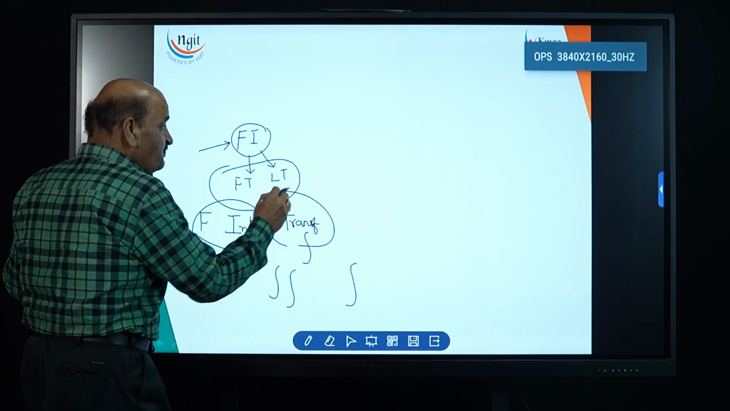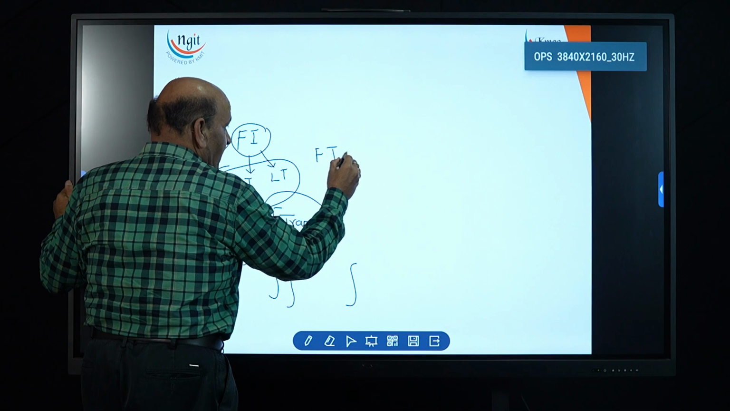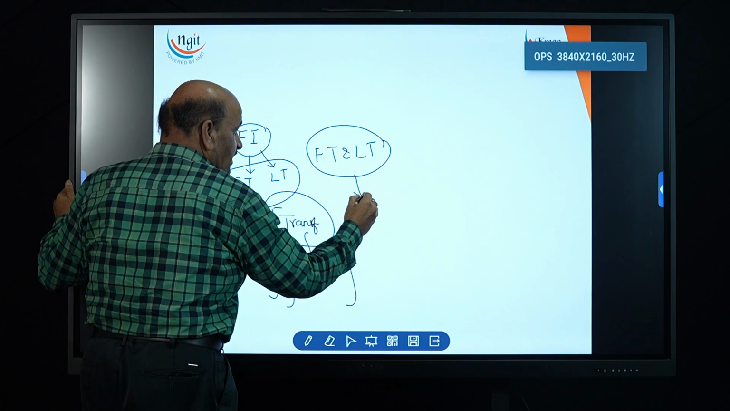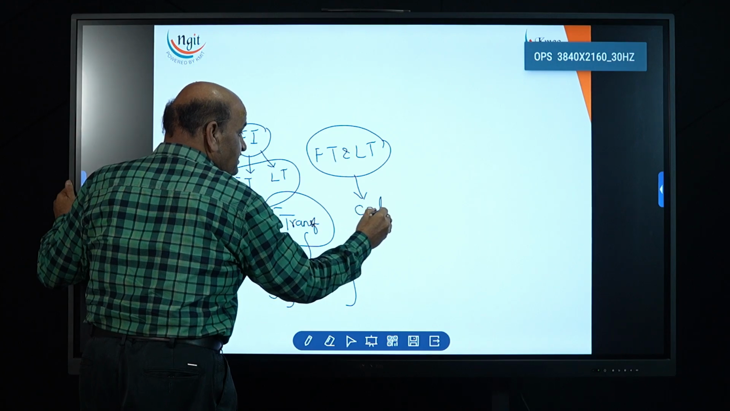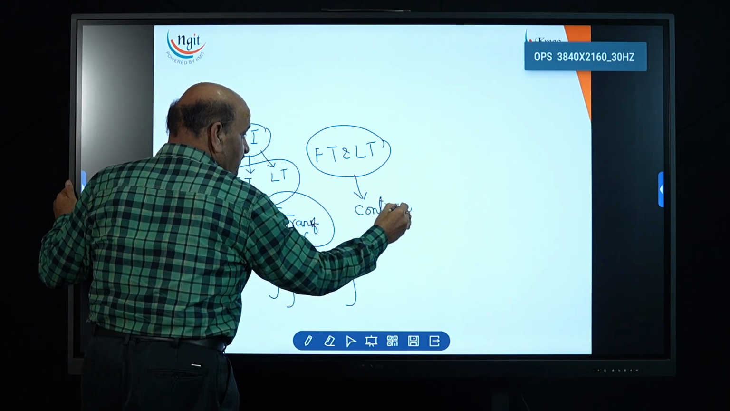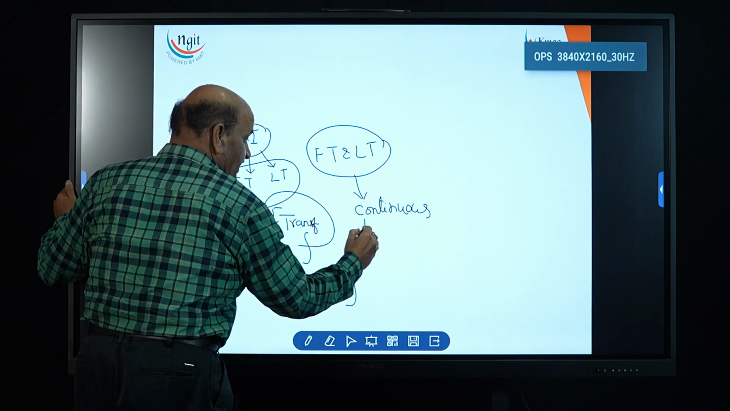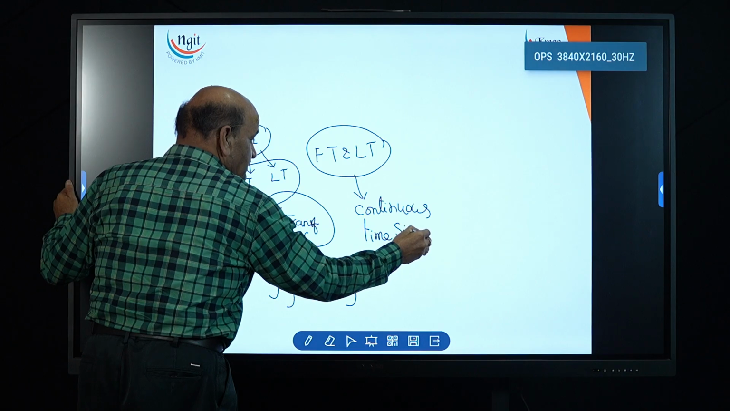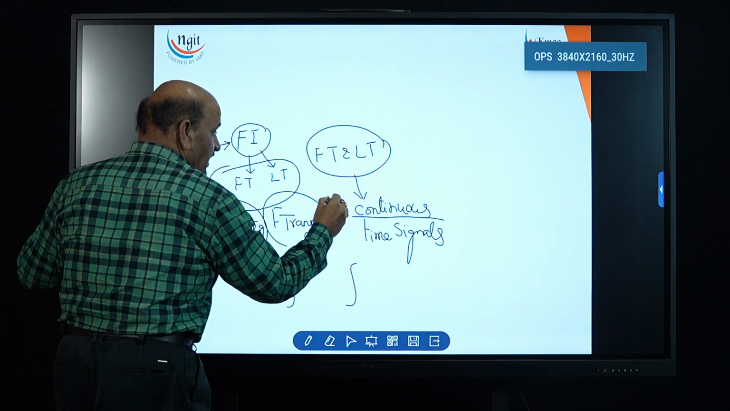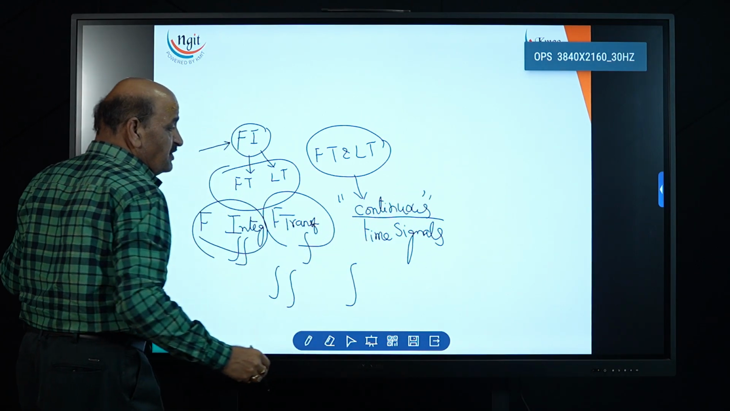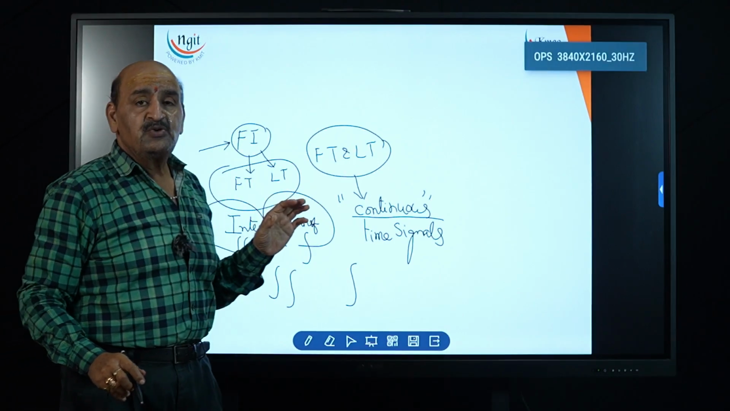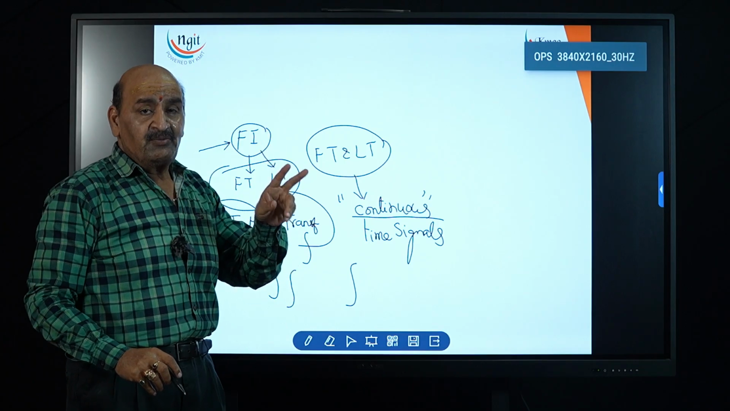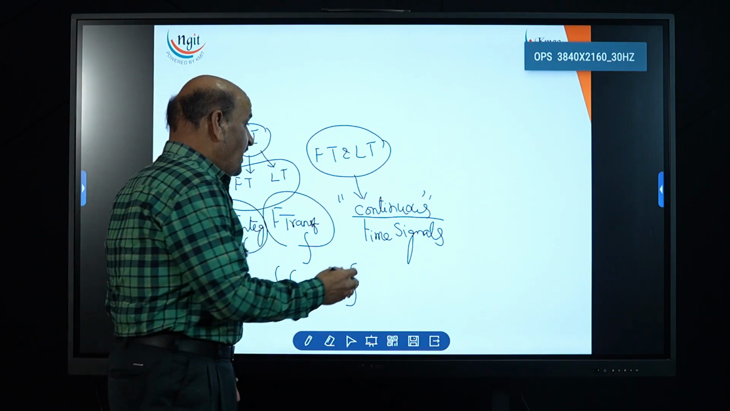The second point is that Fourier transformations and Laplace transformations are used for continuous time signals only. Make it a point. Look at the word continuous. Whenever there is a continuous time signal, we are supposed to use either Laplace transform or Fourier transform. Only these two.